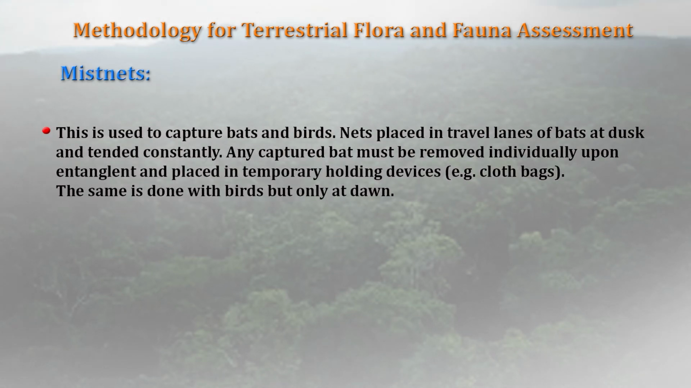Then you have the mist nets. This is used to capture birds and bats. The nets are placed at travel lanes of the bats at dusk, and they are tended constantly. Any captured bat must be removed individually upon entanglement and may be kept in some temporary device like a cloth bag. The same is done with birds, but with the birds we do it at dawn. Bats it is done generally at dusk or in the evening time.